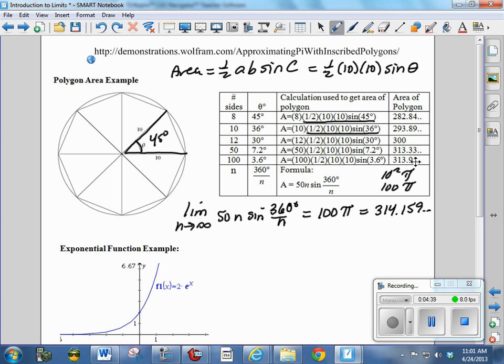I forget how many sides it took, maybe 1,000 sides before we got it to round off to exactly that number. So this is another example of a limit. As something goes to infinity, or we can think of it as the edges of this polygon becoming increasingly smaller, then we reach the area of the circle.